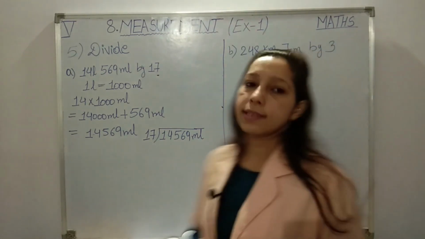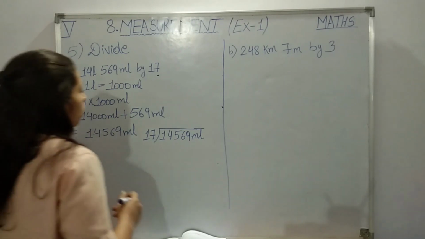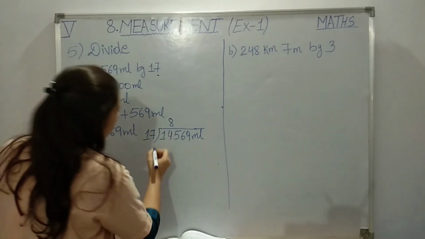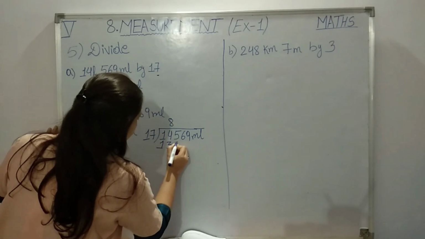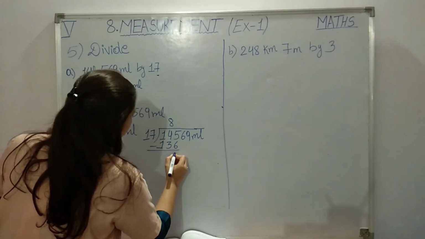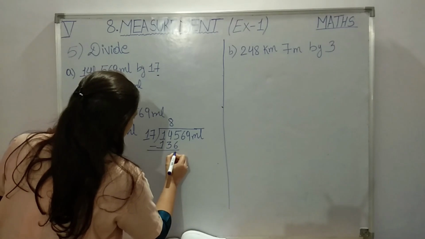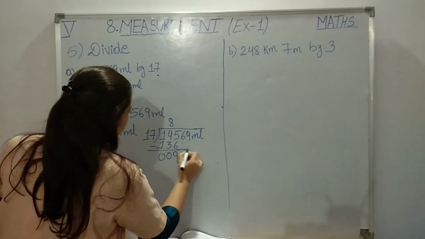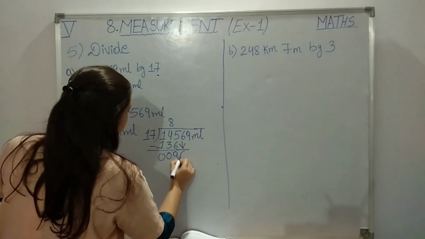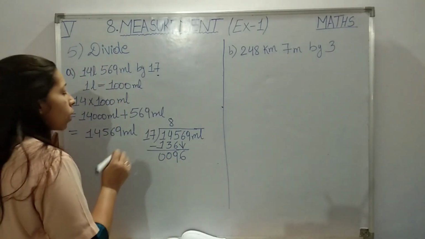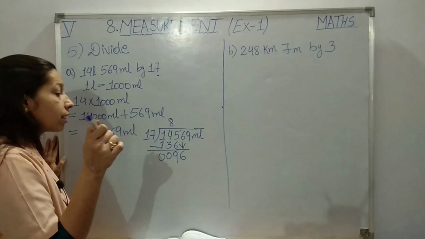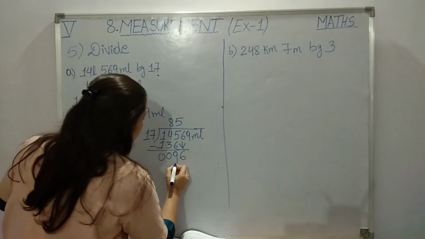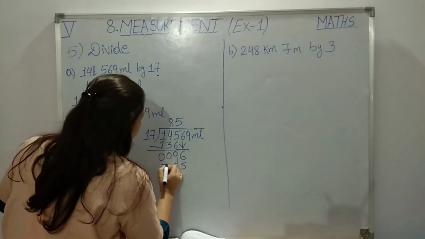So students, let us divide now. So 17 8s are how much? 17 8s are 136. Okay, 15 minus 6 is 9, then 3 minus 3 is 0, 1 minus 1 is 0. Okay, now we are going to take 6 down. 96. So 96 is not coming in 17's table but less than it. How much? 17 5s are 85, isn't it students?